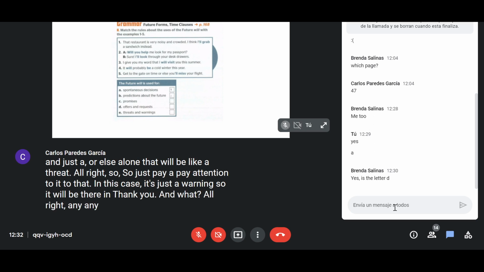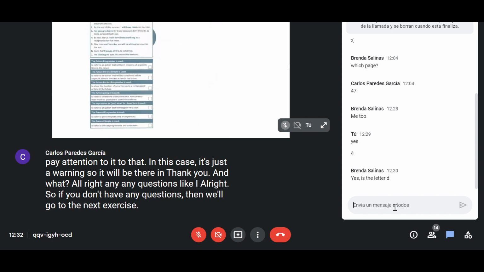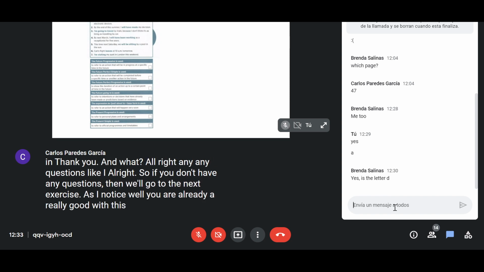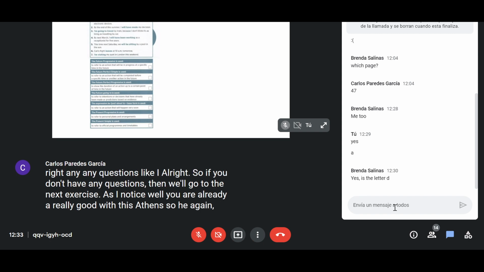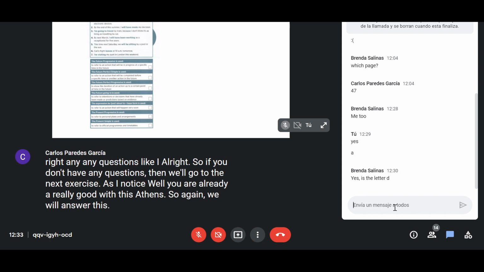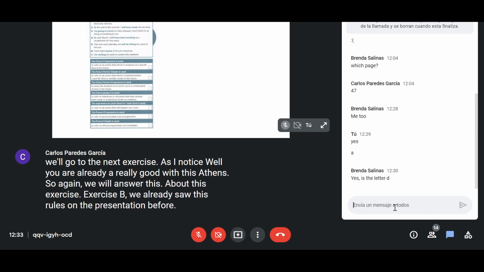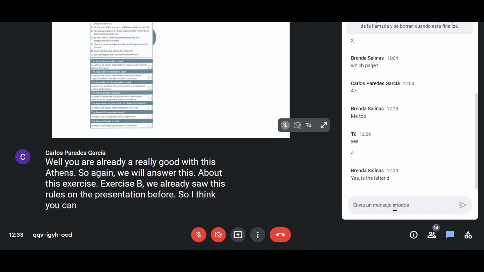Any questions? All right. So if you don't have any questions, then we'll go to the next exercise. As I noticed, you are already really good with these tenses. So again, we will answer this exercise B. We already saw these rules on the presentation before, so I think you can answer this without any issue.